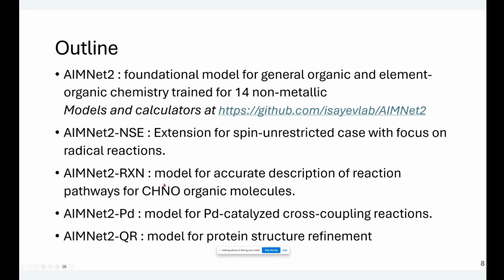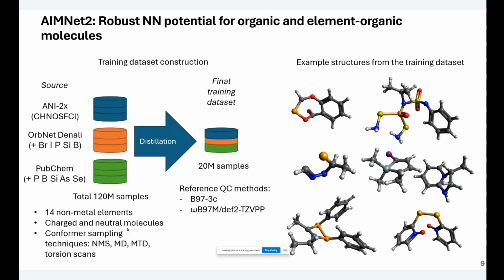It's a reactive model, so a highly accurate description of transition states for CHNO organics. The model for palladium-catalyzed reactions, and a little bit about our model for protein crystal structure refinement, which is a really cool development. Okay, so first and foremost, I've talked about the architecture. If I'm talking about what AIMNet2 can do, we're looking at the data set it was trained on, and you might have an idea what it can do. It cannot do things that were not in the data set.